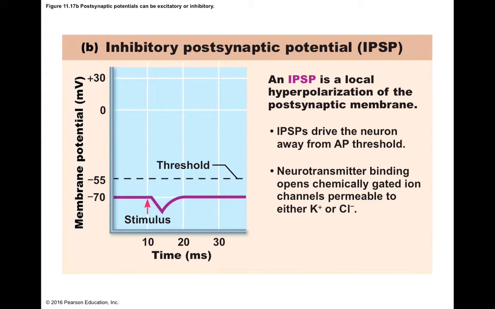Same thing with chloride, except chloride could be flowing into the cell, and because you're bringing in negative charge, that also makes the voltage more negative. But remember, this is a gradient potential, so it degrades over time and distance. And it's inhibitory because it gets you farther from action potential threshold.